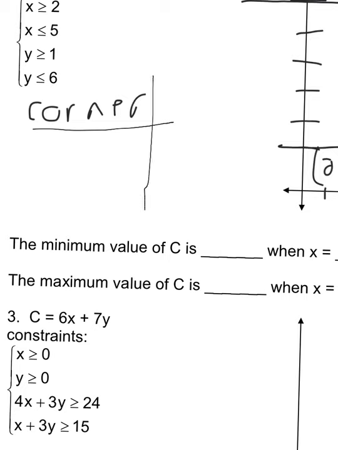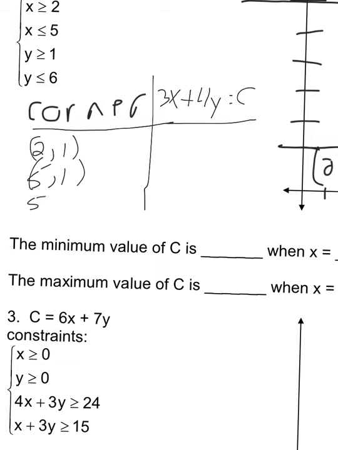And my original equation, which is 3x plus 4y equals C. Okay, my corners are 2, 1. Just label them out, doesn't matter the order. 5, 1, 5, 6, and 2, 6. First one, that's 3 times my x, which is 2, plus 4 times my y, which is 1, equals 3 times 2 is 6, plus 4 times 1, which is 4, that would be 10.